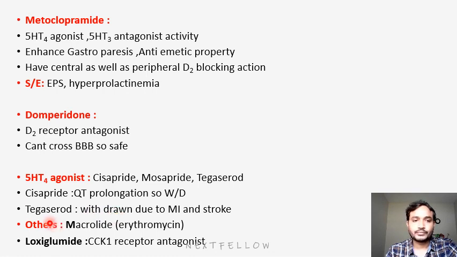Next, other drug groups with prokinetic property: macrolides. This is an MCQ. Macrolide group drugs like erythromycin have prokinetic property. Next, a recently developed molecule is loxiglumide. It is a CCK1 receptor antagonist, and it also has prokinetic property. This is regarding prokinetics. That's all. Thank you.